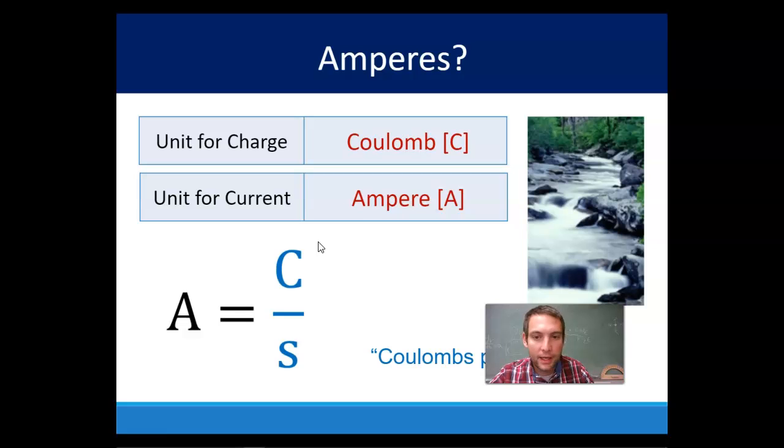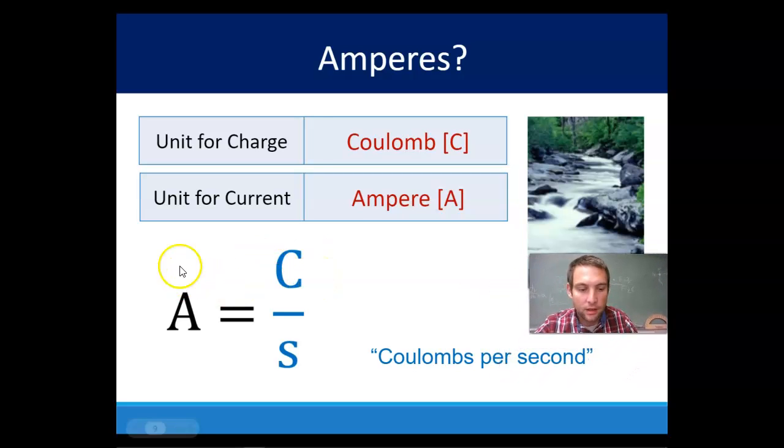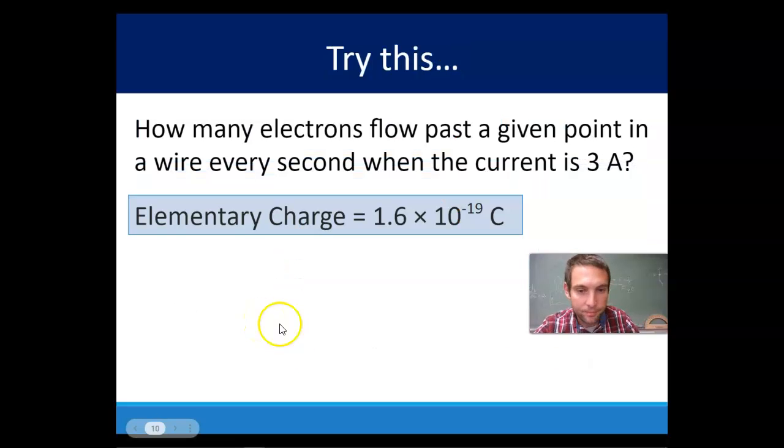All right. Coulomb is the unit for charge, and ampere, A, is the unit for current. So an ampere is a coulomb per second. This equation, if we use the symbols instead, would be I equals Q over t, where ampere is the unit for current, represented with the letter I. Coulomb is the unit for charge, represented with Q. And seconds are the units for time, represented with, of course, t.